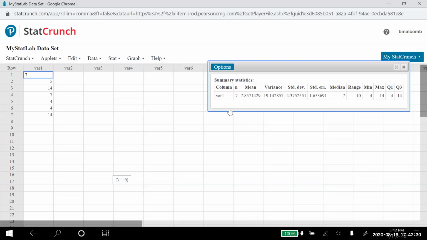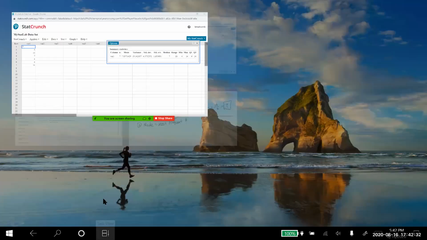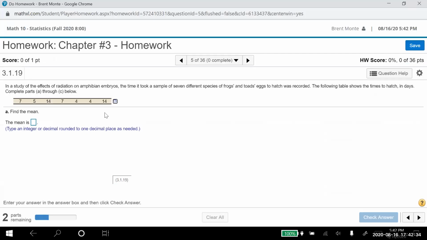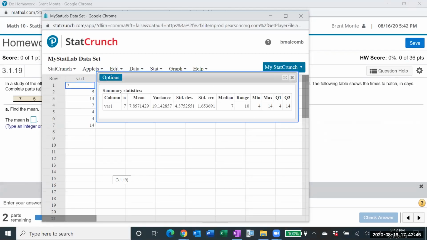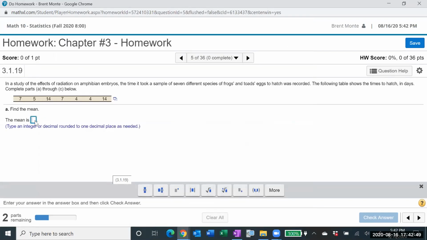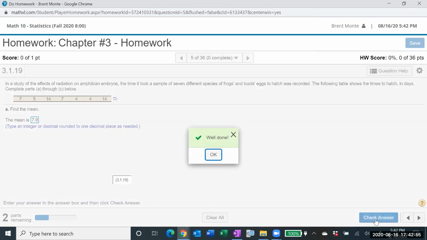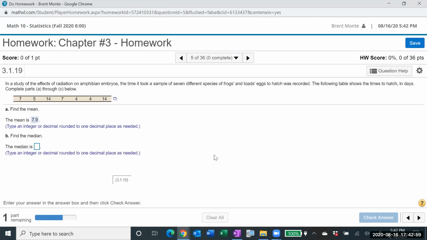And so now when I go back to my problem, I say, oh, the mean is 7.9. So let me type that in here real quickly. 7.9. Oops, that did not go in there. Let's try that again. Click in the box. There it is. Now it's in there. 7.9. And I'll check my answer. And lo and behold, I got it right. They give you positive affirmation if you get it right, which is always nice.